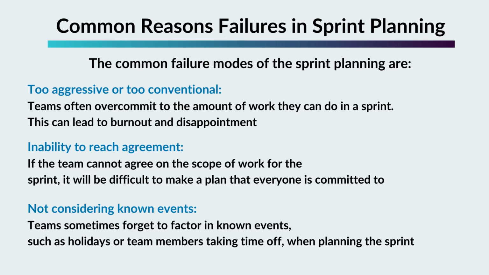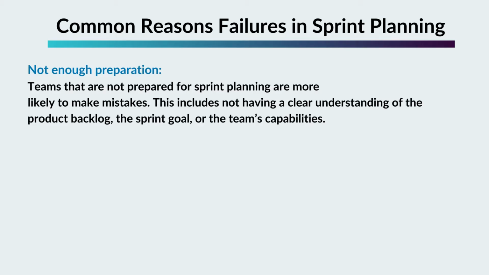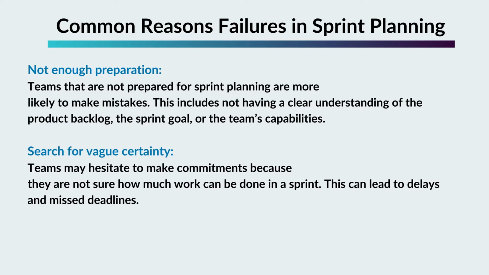Not enough preparation: teams that are not prepared for sprint planning are more likely to make mistakes. This includes not having a clear understanding of the product backlog, the sprint goal, or the team's capabilities. Search for vague certainty: teams may hesitate to make commitments because they are not sure how much work can be done in a sprint. This can lead to delays and missed deadlines.